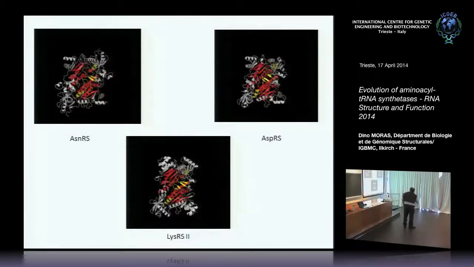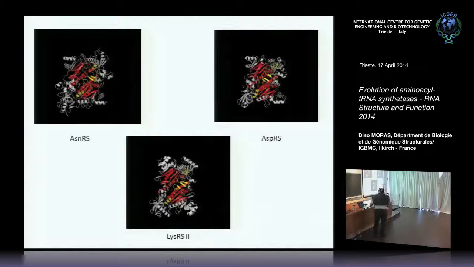This is one subgroup. These are the active sites. What is important to notice is that you have two colors. In red, you have the two active sites of the dimer, and this yellow part, which is strictly conserved, links the two active sites. So it's a highly conserved feature in sequence and structure.